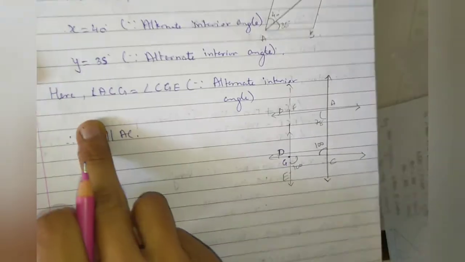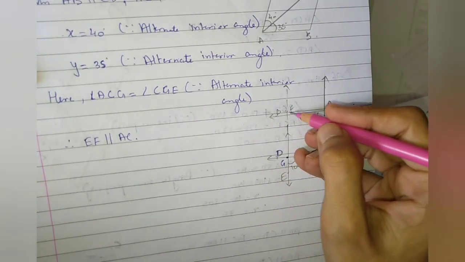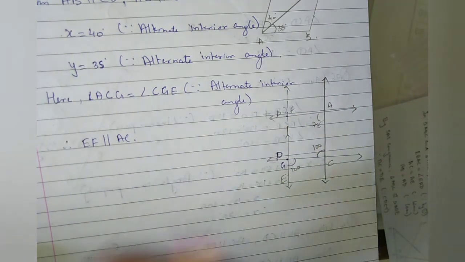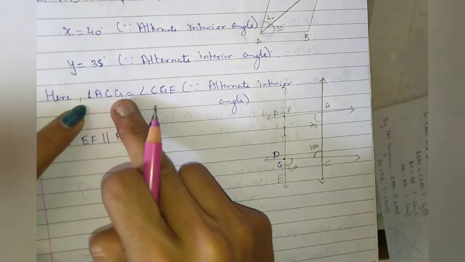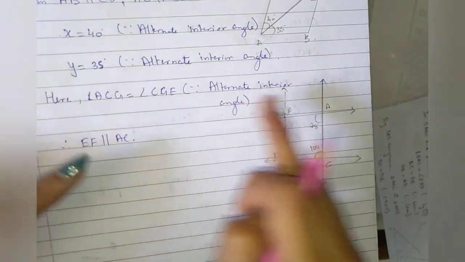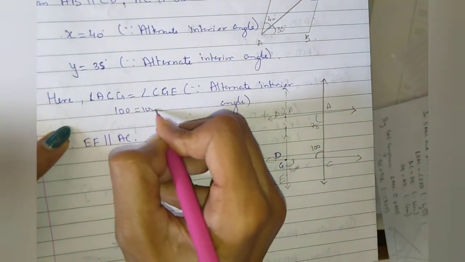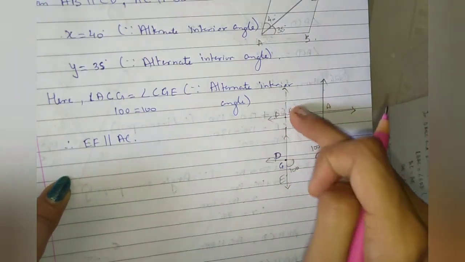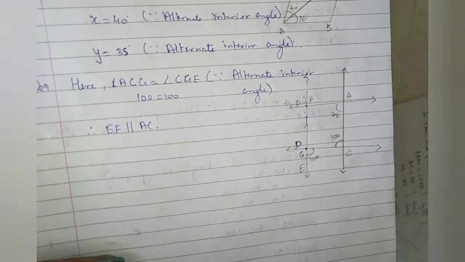Here the point is not there, so I have written G, extending the line, which is F. The intersection I called F, and these two angles we are given are the same. So angle ACG equals angle CGE, which is an alternate interior angle. Both are 100, so both are equal. Therefore, this line EF and AC are parallel to each other.